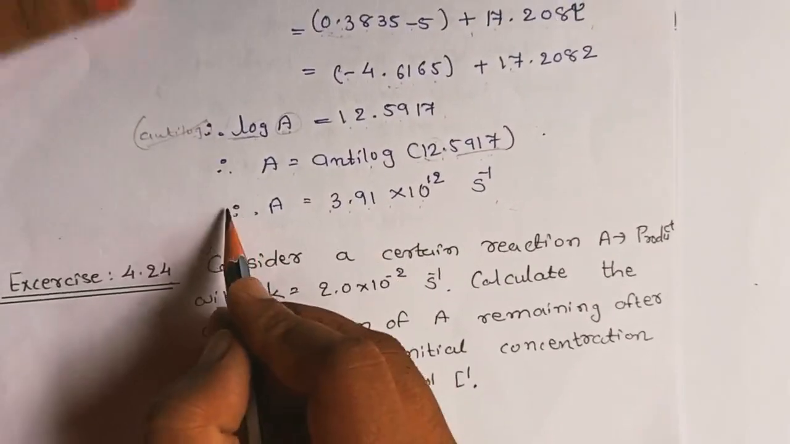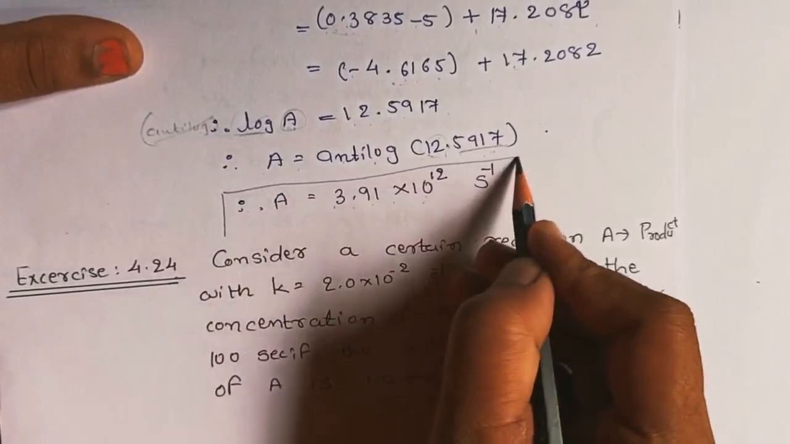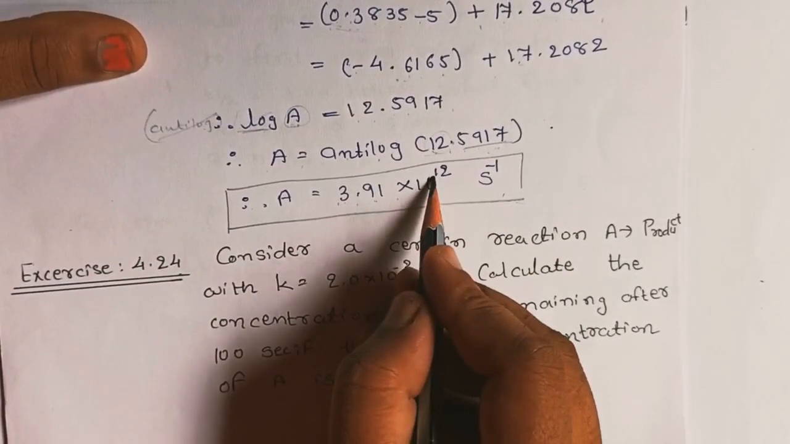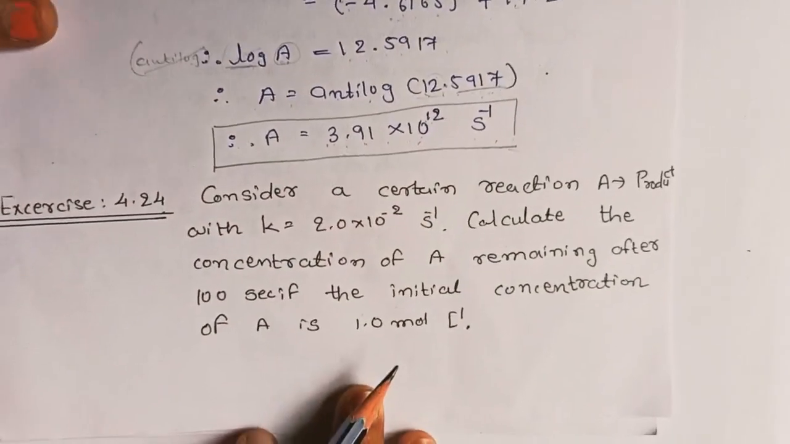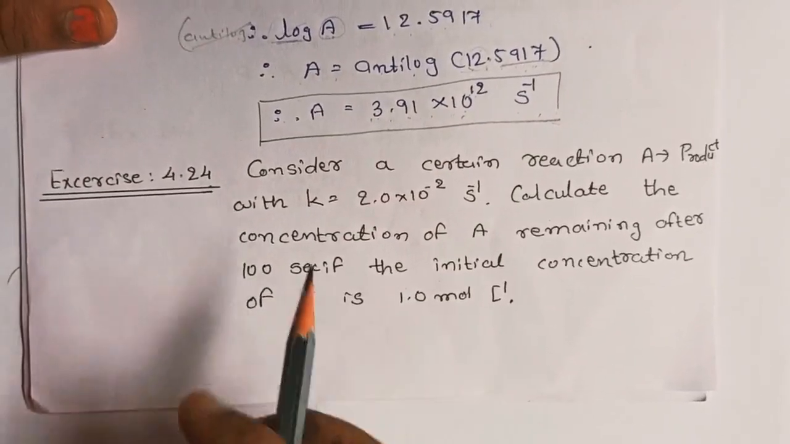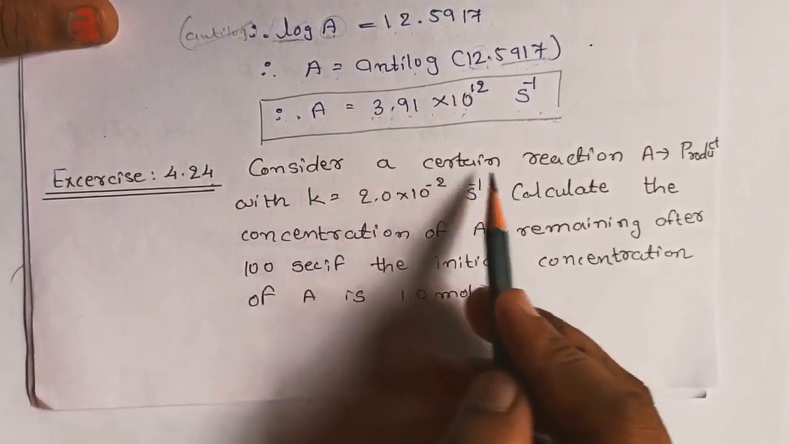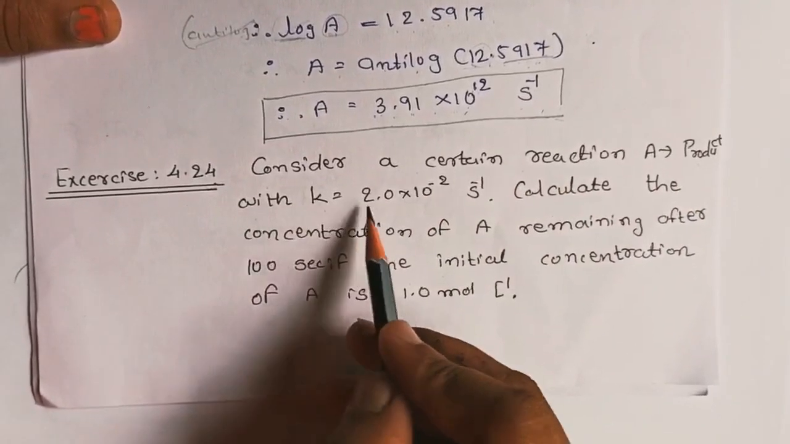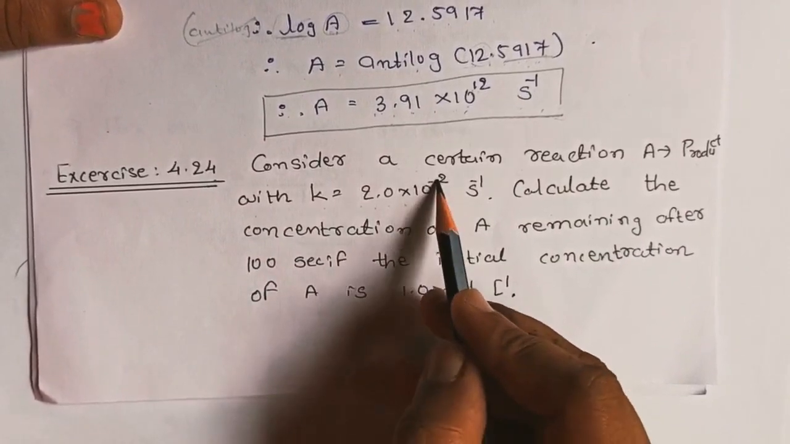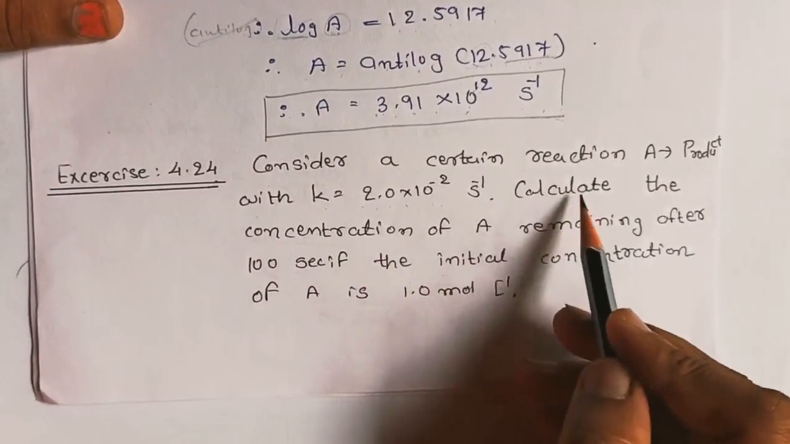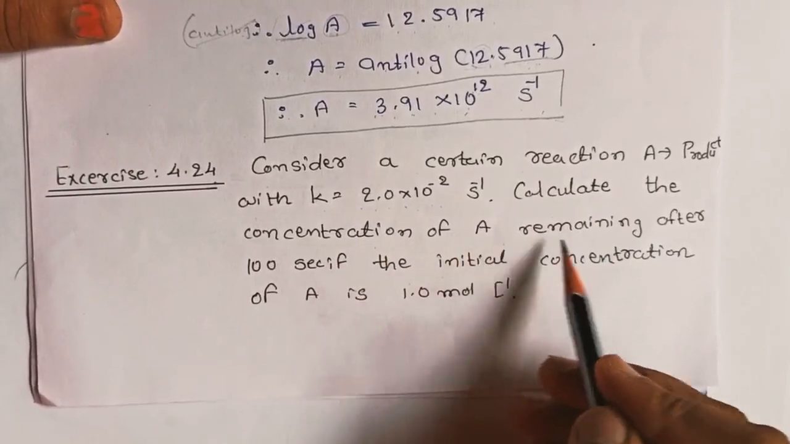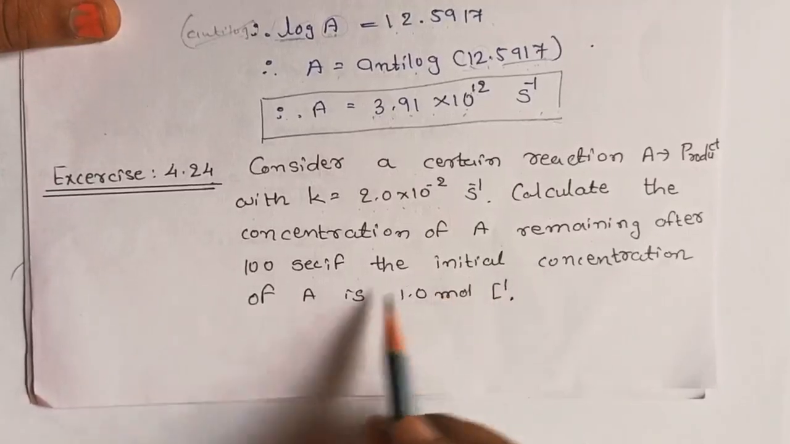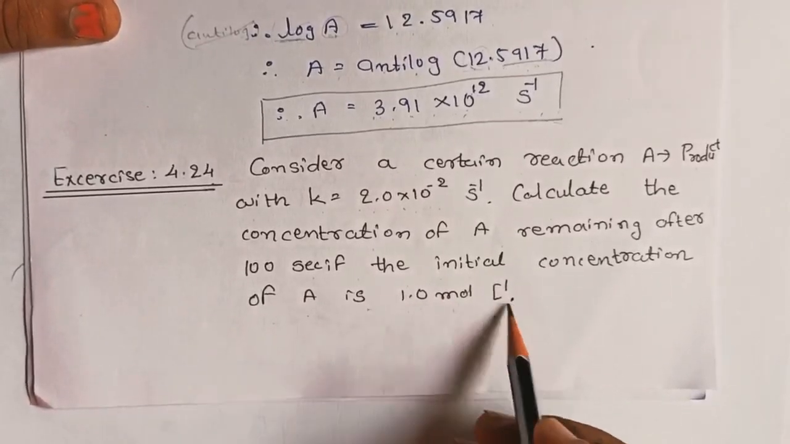So the value of k which we have to find is 3.91 into 10 to the power 12 second inverse. Now our next question is: consider a certain reaction A gives product with k equal to 2.0 into 10 to the power -2 second inverse. Calculate the concentration of A remaining after 100 seconds if the initial concentration of A is 1.0 mole per liter.